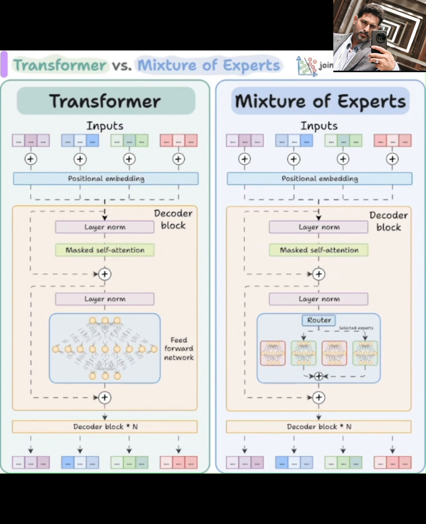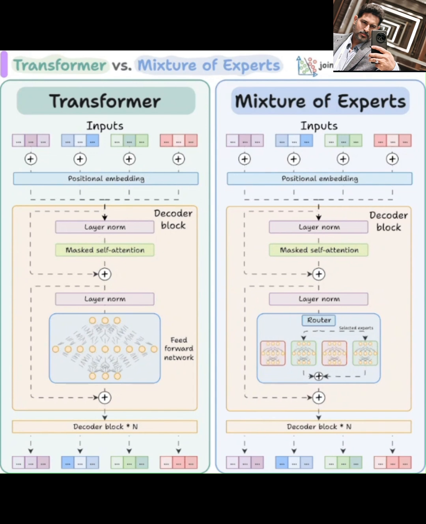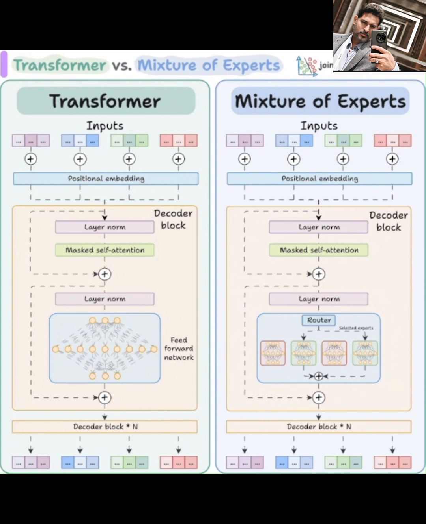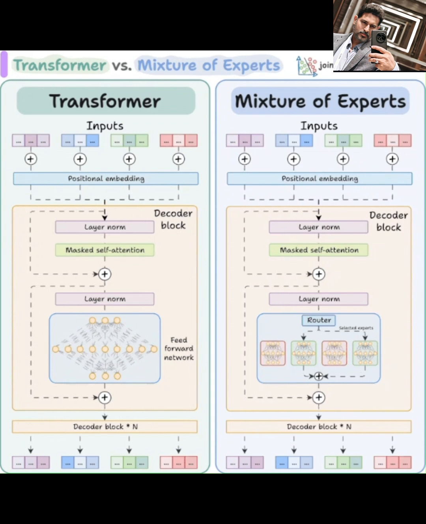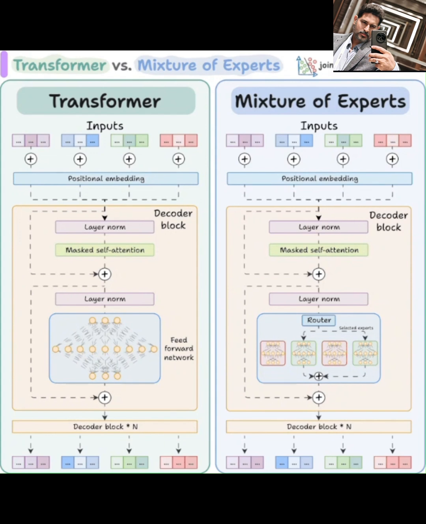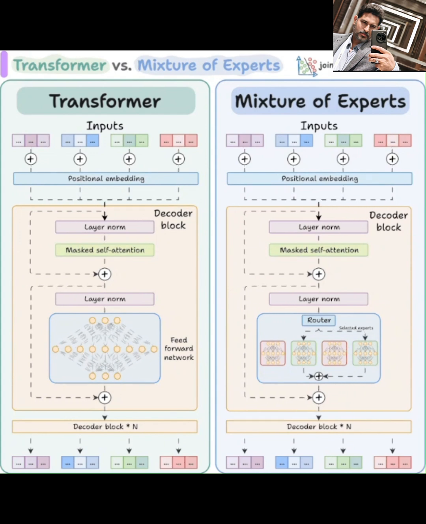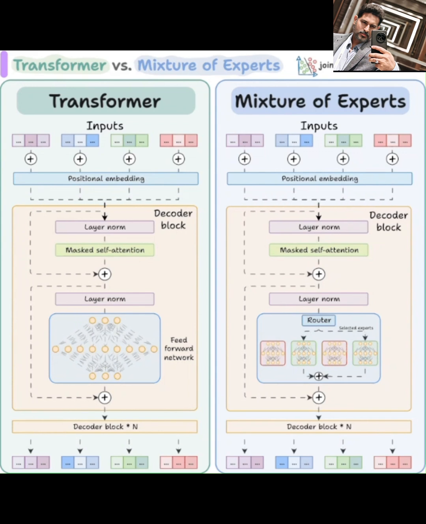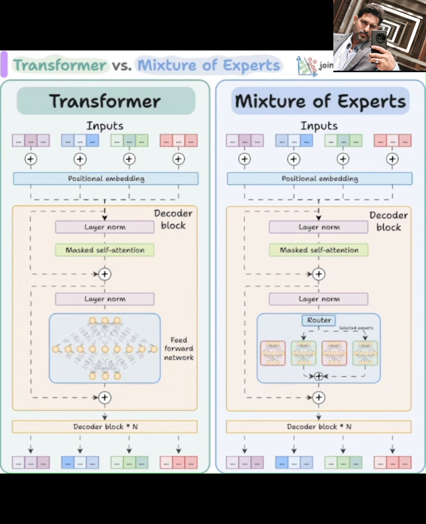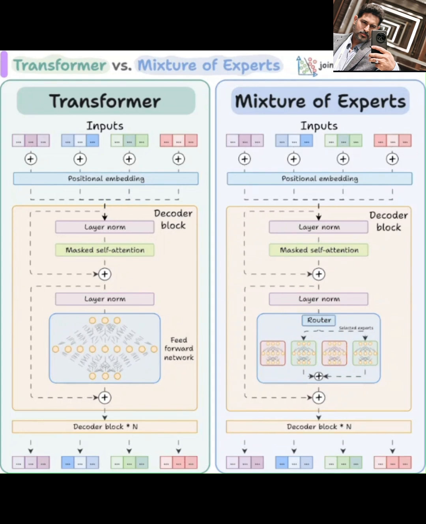This has been the workhorse for so many amazing language models. You feed in your inputs. Let's imagine these are words in a sentence, represented as colored blocks. First, we have positional embedding. Remember, the transformer needs to understand the order of these words, so we add information about their position in the sequence. Then, the data goes through these decoder blocks, and there can be many of them stacked on top of each other, indicated by the decoder block *n.